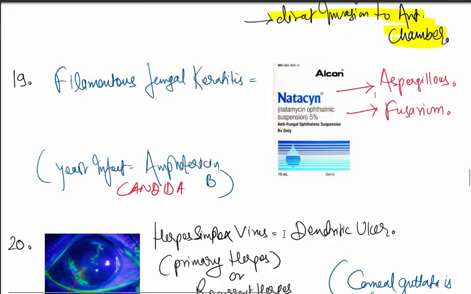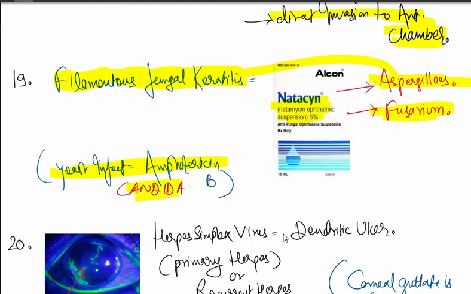Next one. If we see filamentous fungal keratitis, what are the causes? Aspergillus and Fusarium. So natamycin 5% is the choice. For yeast infection, like Candida, amphotericin B is the choice. But for filamentous fungal keratitis, natamycin 5% is the choice. What comes under filamentous fungal? Aspergillus and Fusarium.